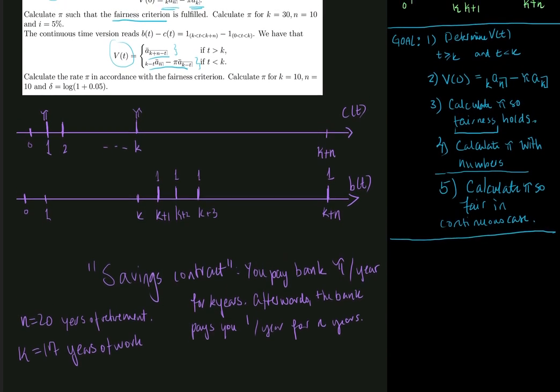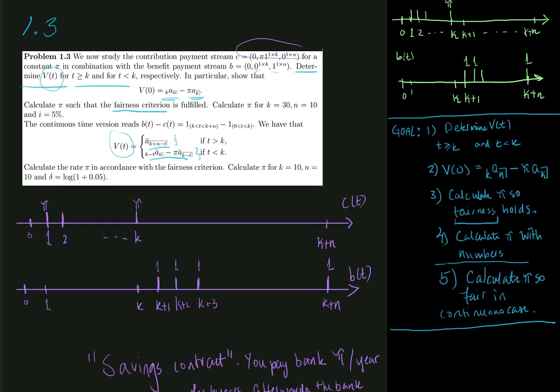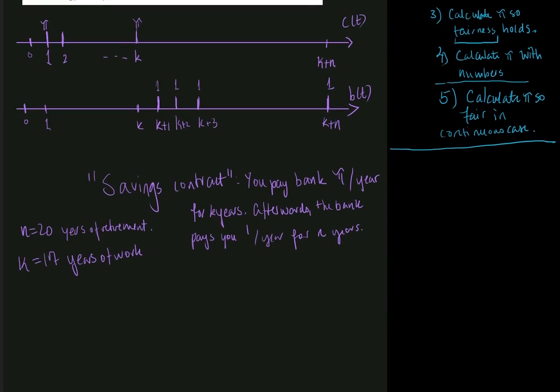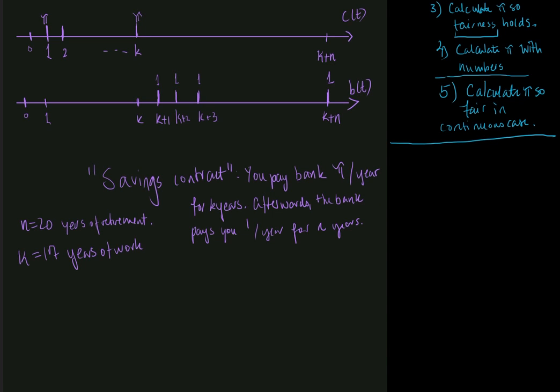Now, why are we interested in determining v of t? Well, recall that I said at an earlier time point, and it's also in the book, that v of t is equal to, well, if we should put it in words, it is equal to the time t value of future liabilities.